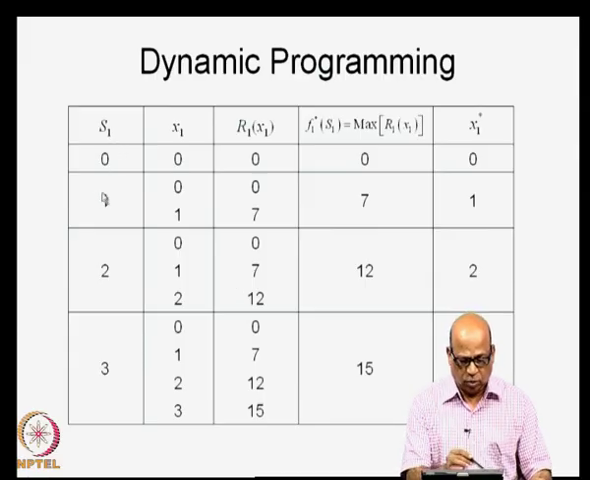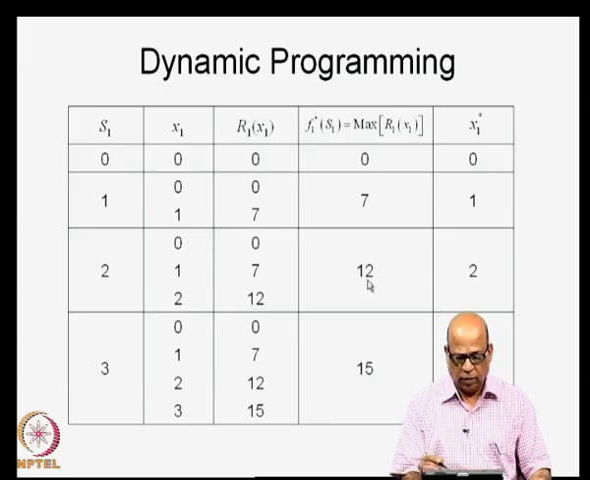So, we ask the question, if S1 is 1, whether we should allocate 0 or we should allocate 1, and the maximum benefit is 7 corresponding to an allocation of 1. Similarly, if S1 is equal to 2, you can either allocate 0 or 1 or 2. If you allocate 0, you get a return of 0. If you allocate 1, you get a return of 7. If you allocate 2, you get a return of 12, and therefore, the maximum return is 12. Therefore, the corresponding allocation is 2.